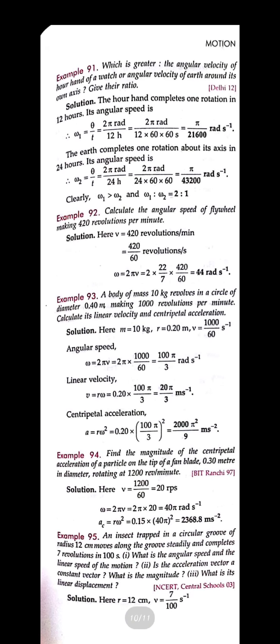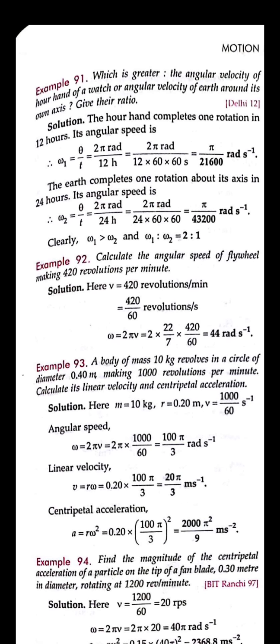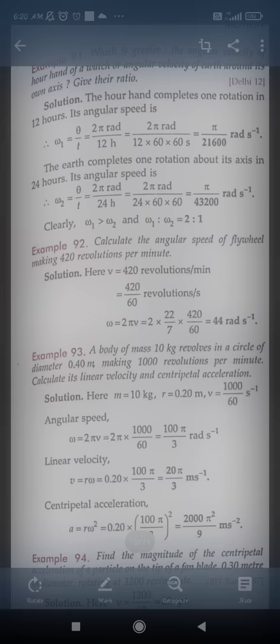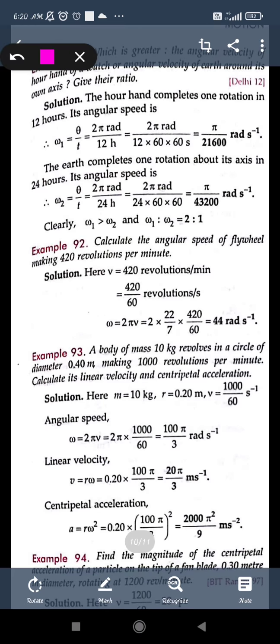So let's see the numericals. The first question: which is greater, the angular velocity of the hour hand of a watch or the angular velocity of the earth around its own axis? We know that to find the angular velocity, we should know the displacement also.